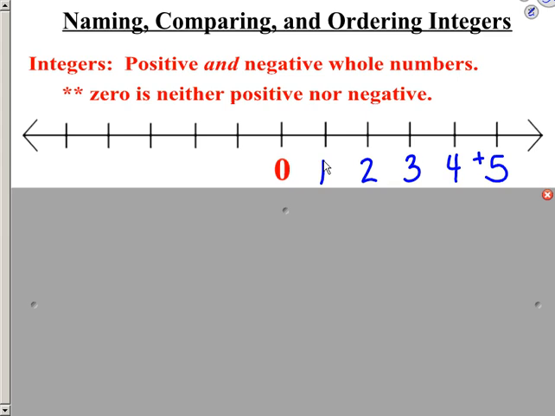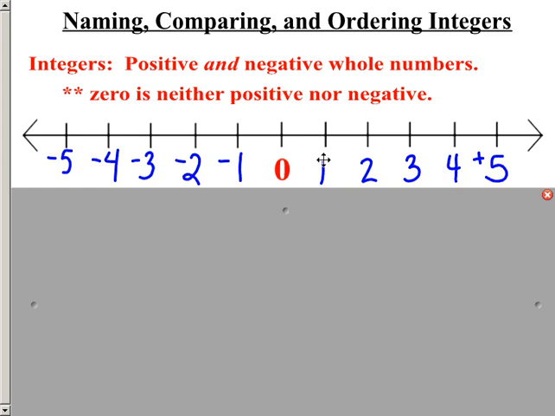The ones below 0 are our negatives, and we're counting backward. So the first number in front of 0 should be negative 1. We do have to put the negative symbol with it. And what it means is it is 1 below 0. And then we have negative 2, negative 3, negative 4, and negative 5. Now, if you notice, 0 is neither positive nor negative. It's sort of like the wall between the positives and the negatives. It's neutral. It's in between the two.